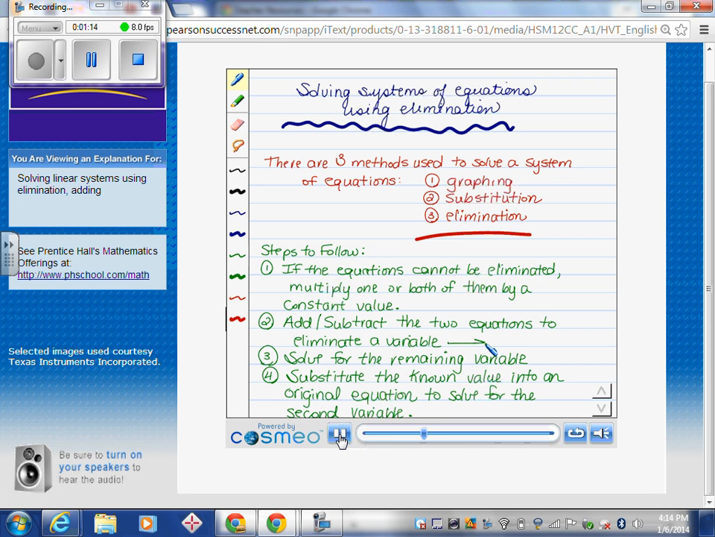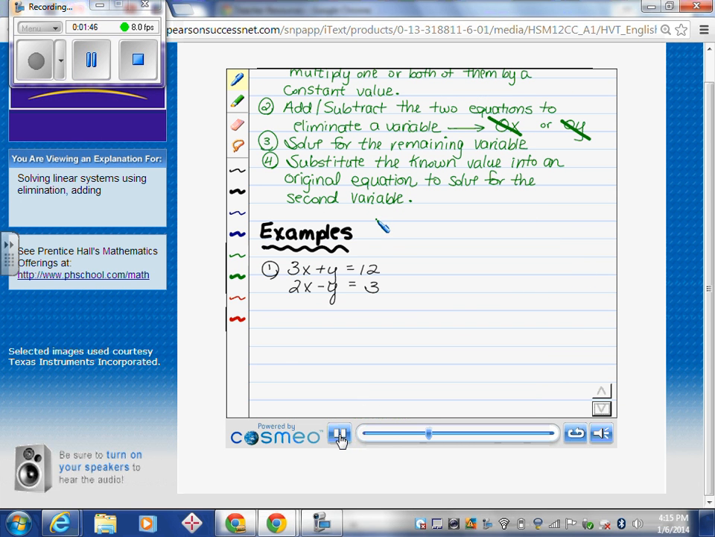You see, we want to end up with a 0x, or we want to end up with a 0y. When we add our two equations together, we want to get either a 0x or a 0y, because basically that just eliminates that variable. One or the other needs to occur. Once we add those two equations together, then we'll solve for the remaining variable. We can then substitute that known value into one of our original equations, and we'll solve for the second variable.